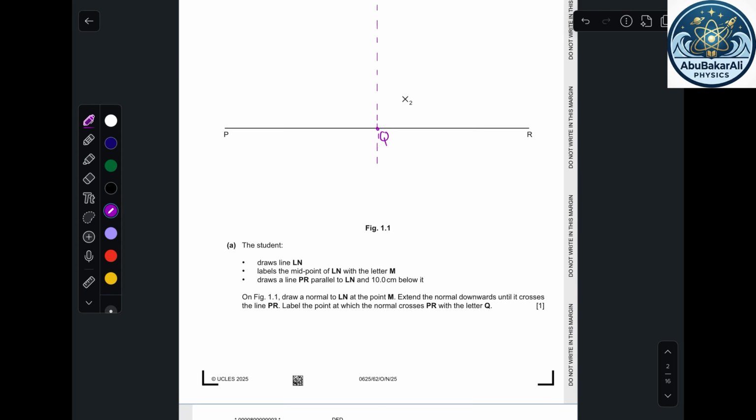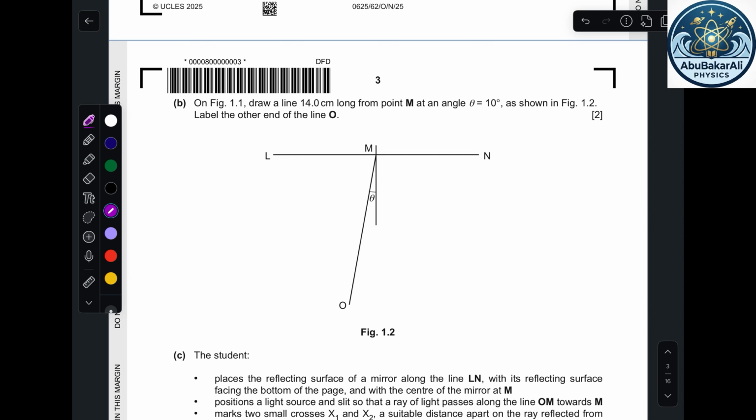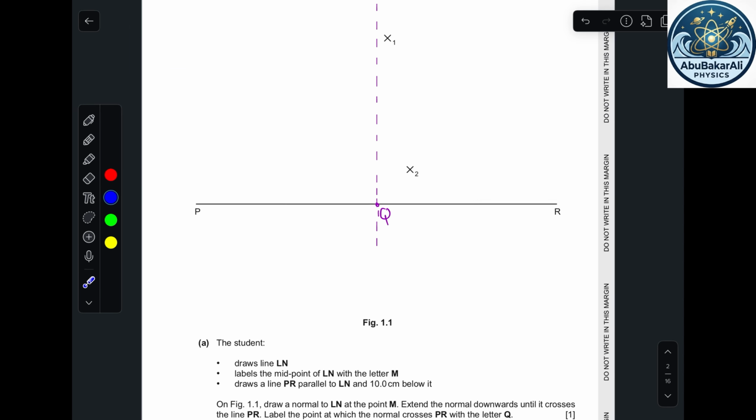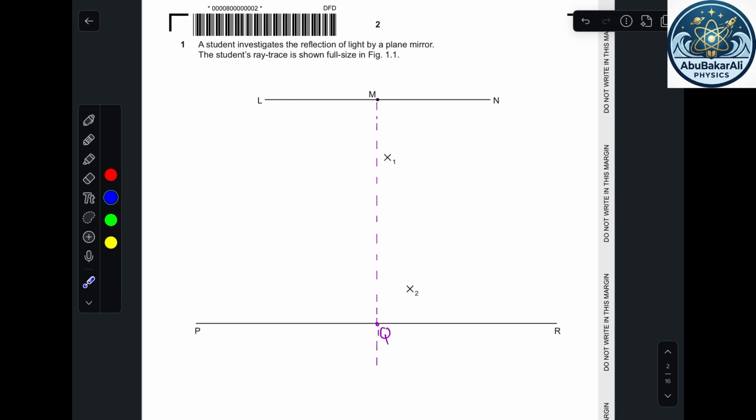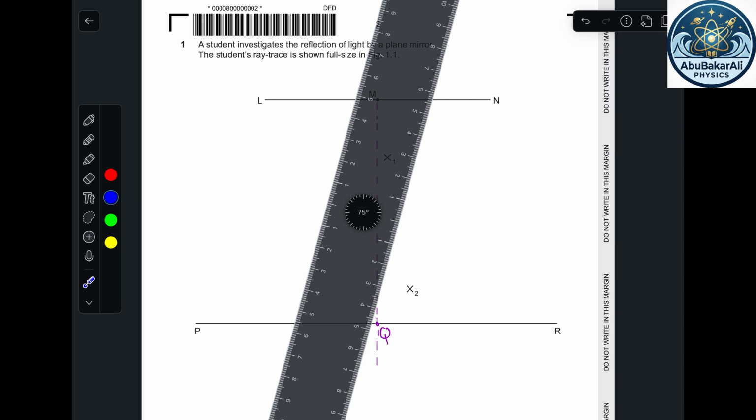Let's move forward. In the next point, they're telling us to draw a line 14 centimeter long from the point M at a 10-degree angle as shown in the diagram. You have to name this point as O. So it should be 14 centimeter and it should be at 10 degree. They have already shown it in the diagram, so you just have to copy that.